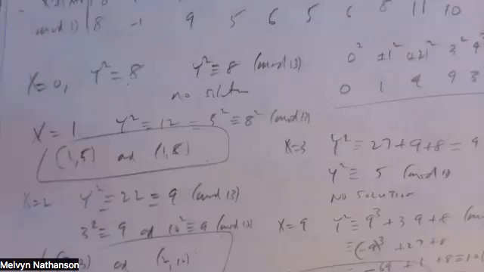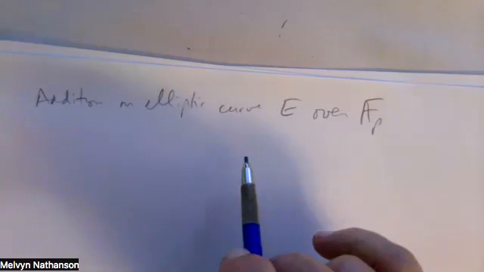And we're going to use the same kind of algebraic rule for adding 2 points on this elliptic curve over the finite field. So addition on the elliptic curve E over the finite field F_p, and we're going to use exactly the same formula we worked out for adding points on the curve over the reals.